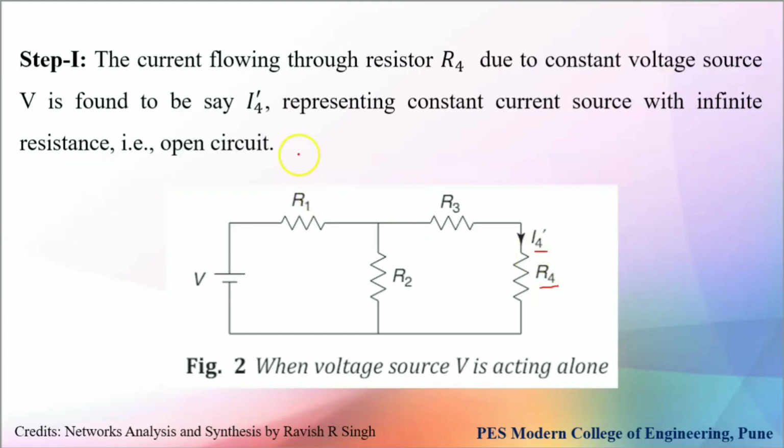Step number 1. Here we are applying only one voltage source at a time. Voltage source V is applied and we have to find the current flowing through this R4, that is I4 dash. Here the current source is there, so we open this current source, that is open circuit.